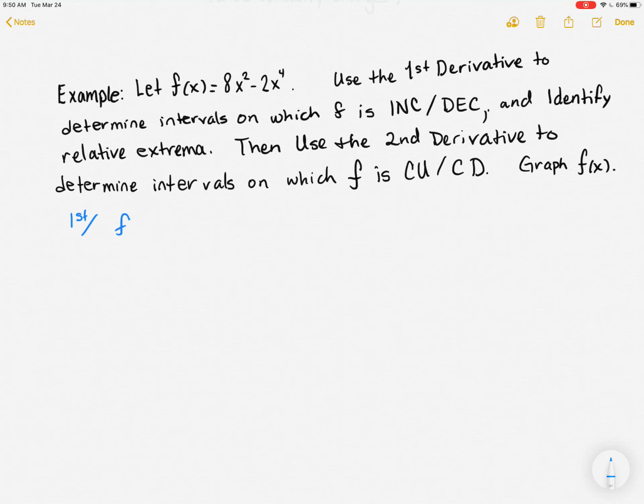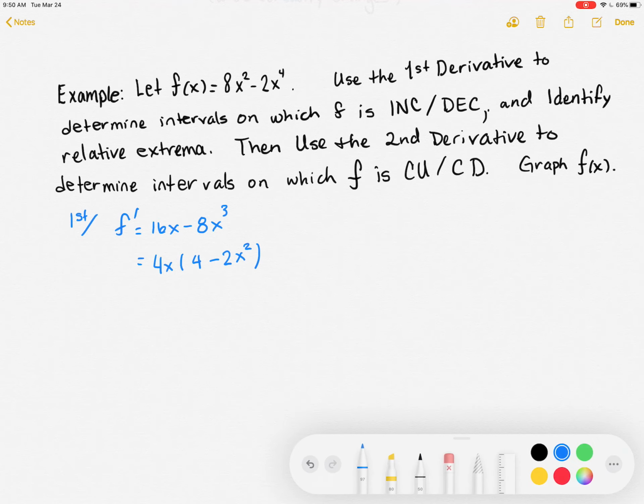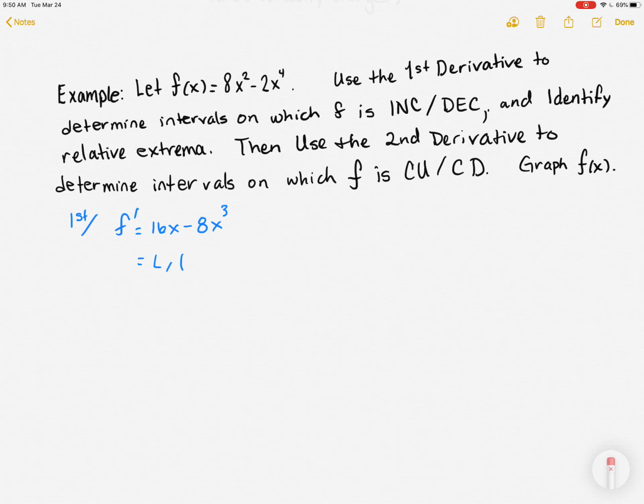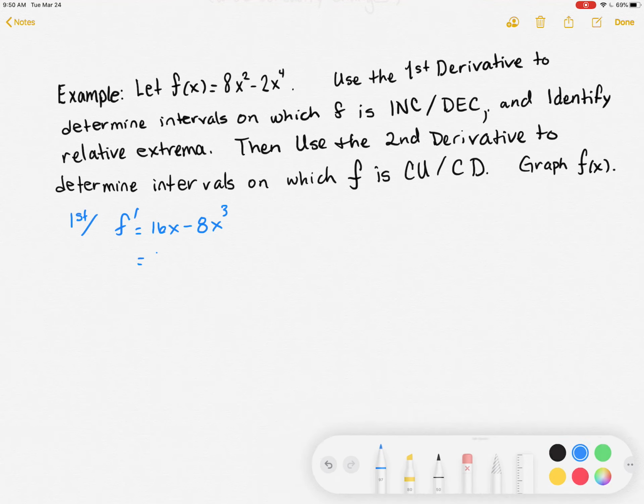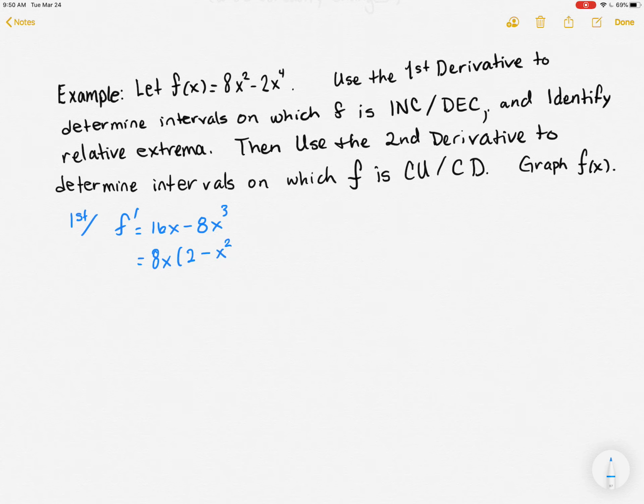So first we take f prime. In this case, it's 16x minus 8x to the third power. We're going to set that equal to 0, so let's go ahead and factor it. I think I have a common factor of 4x, and that leaves me a 4 here minus 2x squared. I guess I could have taken out 8. That was kind of stupid. Let's try it again. Let's take out the 8. Got to get my coffee to kick in so I don't make those mistakes. So I'm pulling out an 8x, and that leaves me a 2 minus x squared.